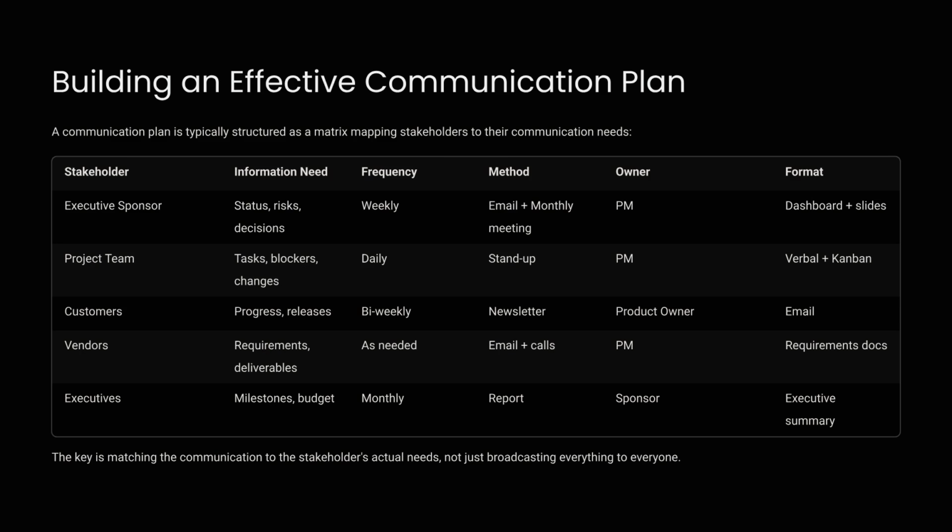An effective communication plan is a matrix matching stakeholders to their needs. Key factors include frequency, method, and the owner responsible for delivery. The goal is matching communication to actual stakeholder needs.